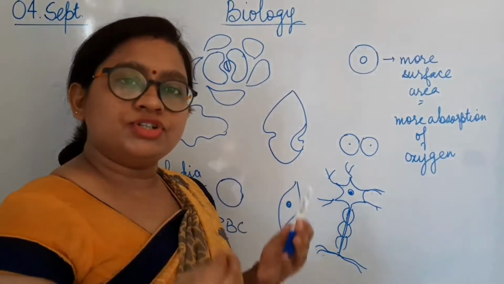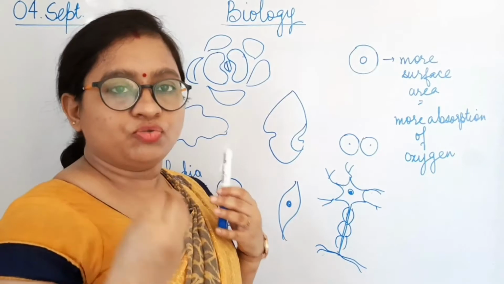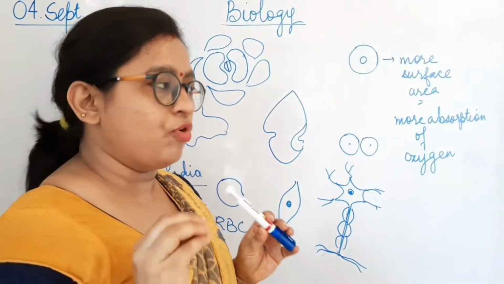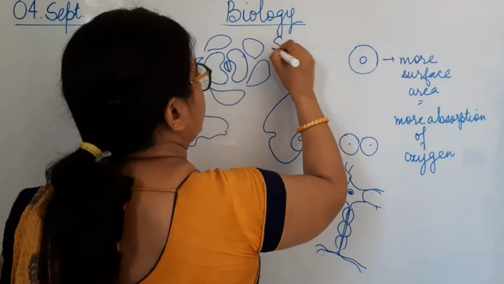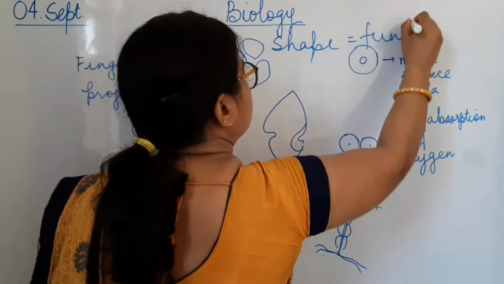So the shape of the cell is associated with the function of the cell. There are so many different shapes of the cell. Sometimes they are irregular, sometimes the shape is fixed, but all of this is associated with the function they perform. So the shape of the cell is related to the function of the cell. Shape is equal to function of the cell.